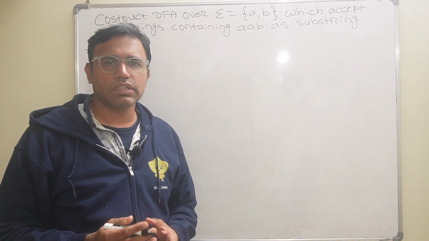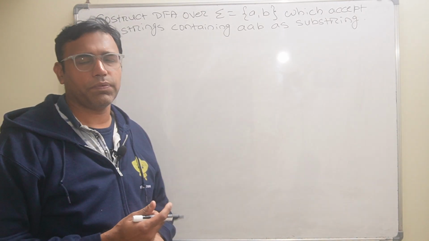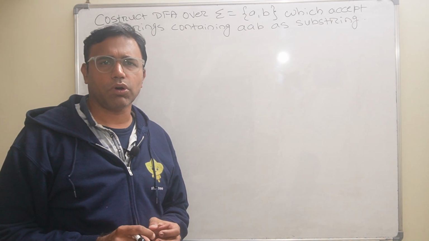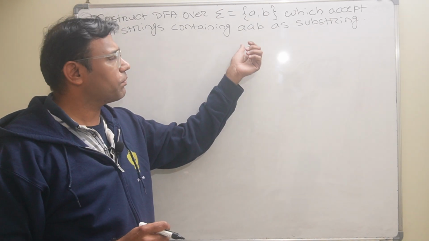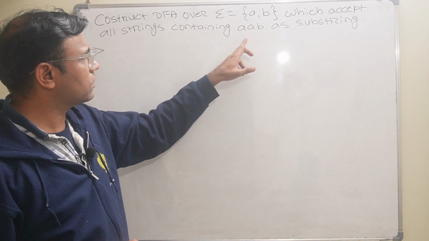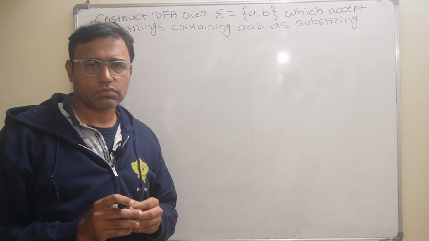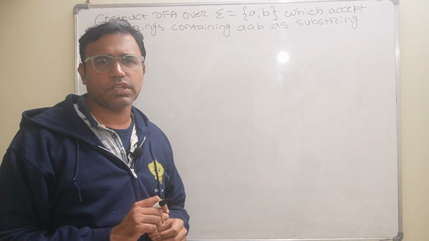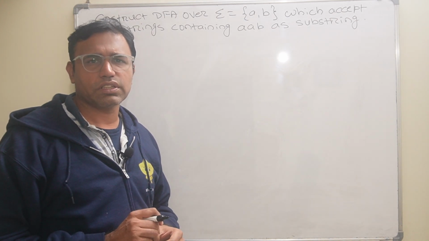Hello friends, in this video we will see construction of DFA over input symbols a, b, which will accept ab as substring. Means we have to construct the DFA which will accept the strings containing ab as substring. So what is substring? Substring is a part of the string.